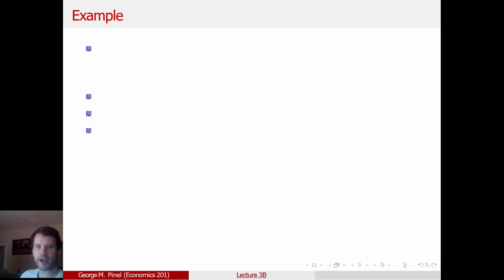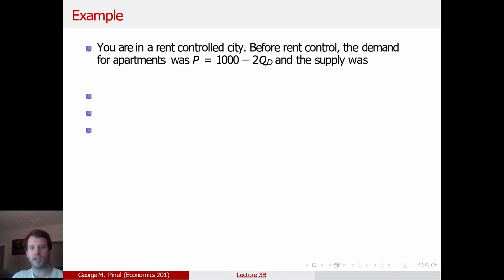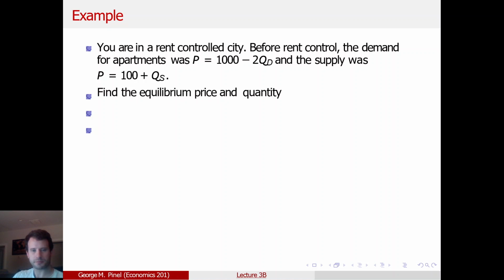All right. So you're in a rent-controlled city. Before rent control, the demand for apartments was P equals 1,000 minus 2QD, and the supply was P equals 100 plus QS. Find the equilibrium price and quantity.